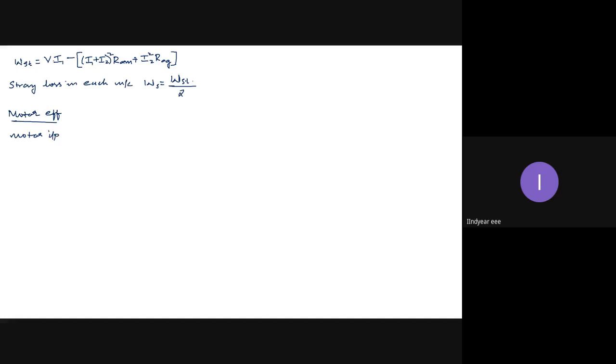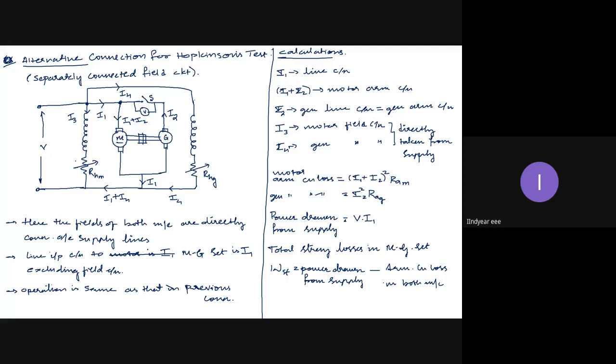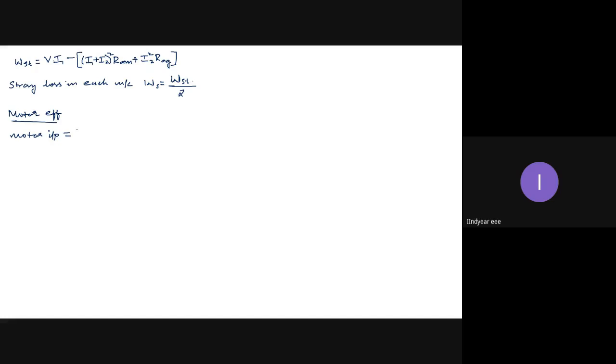Now here we should be cautious. I1 is the line current drawn by the MG set. So, if I consider the line current from the supply I1, the armature current is I1 plus I2. Armature is not the only part in the machine. We also have the field. So, motor input is equal to armature input plus field input. This is the change in the analysis. Armature input plus field input.